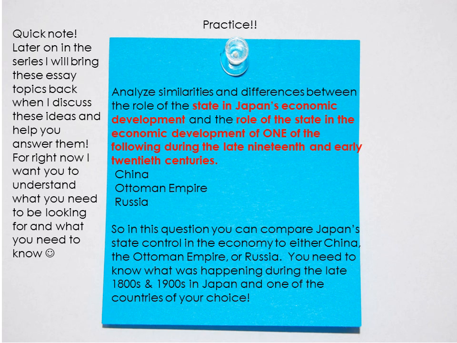And this is the prompt that I had to go with in my AP exam. So I had to know the time period, what was happening in that time period, and then what was happening in Japan. And in this case, I chose the Ottoman Empire and what was happening there. So in this question, you can compare Japan's state control in the economy to either China, the Ottoman Empire, or Russia. You need to know what was happening during the late 1800s and early 1900s in Japan and one of the countries of your choice. But like I said, you've got to know what's happening. The DBQ spoon feeds you. This one, you have to know the information.